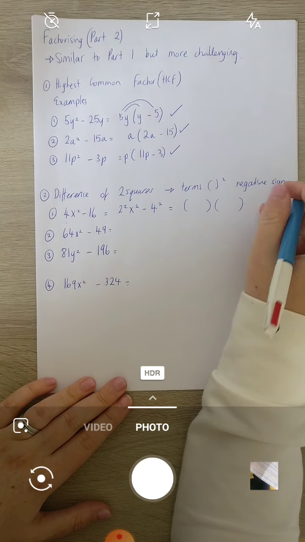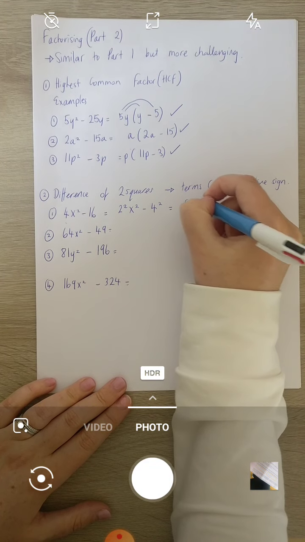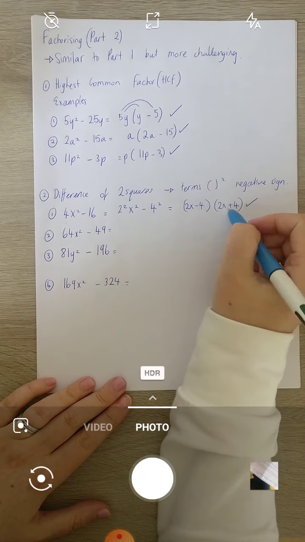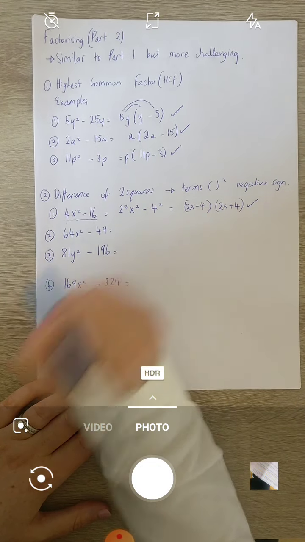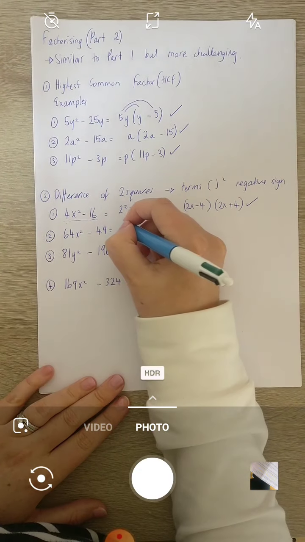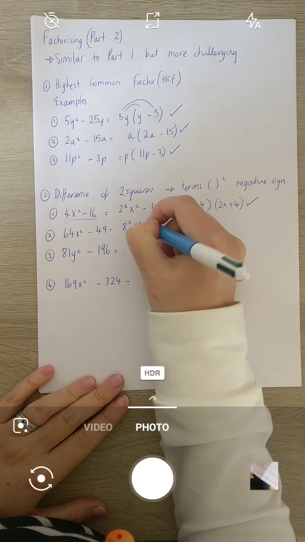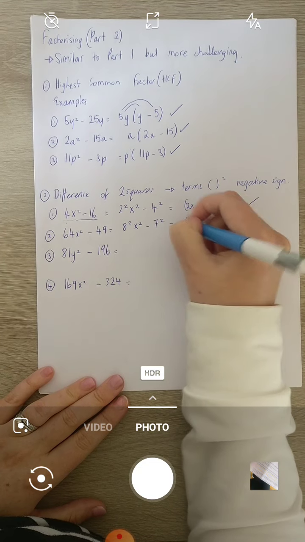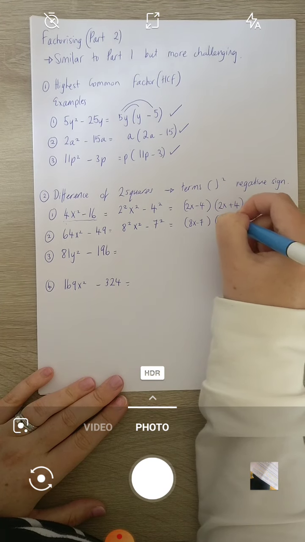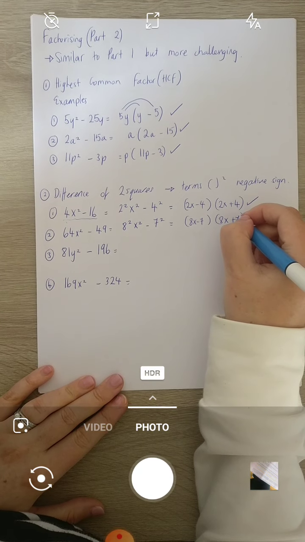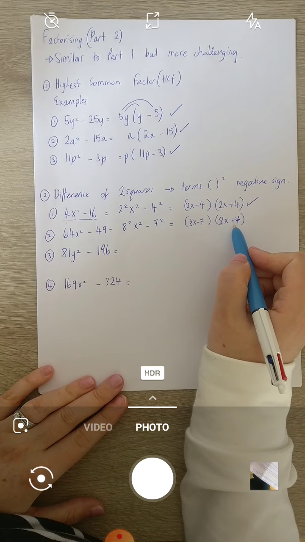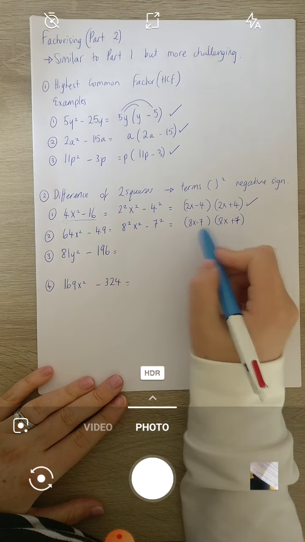Our answer is always as back-to-back brackets. So it's going to be 2x minus 4 and 2x plus 4. Final answer. And remember, we said if we expanded the back-to-back brackets, we'd end up with this here. Okay. Next one again, 64 can be written as 8 squared, x squared, and 49 can be written as 7 squared. So we have back-to-back brackets, 8x minus 7 and 8x plus 7. And just to make a point there about our signs, if you did 8x plus 7 here and 8x minus 7 here, that would be absolutely fine. Okay, the order of the signs doesn't matter.